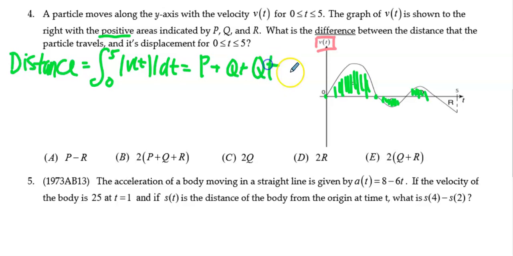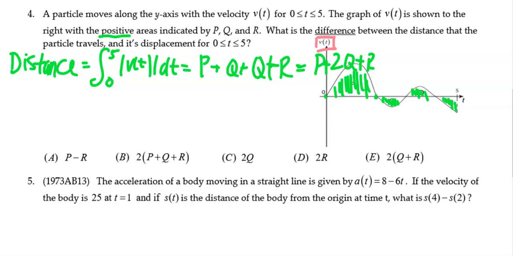And then, because it's distance, we're going to add ourselves the R. Because remember, even if we're going backwards, which we're doing here and here, it doesn't mean that we're not still traveling, right? We're still going an actual distance. So the expression for our distance is going to be equal to P plus 2Q plus R. Okay, so that's our distance.